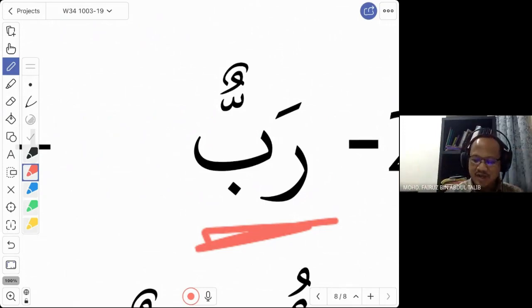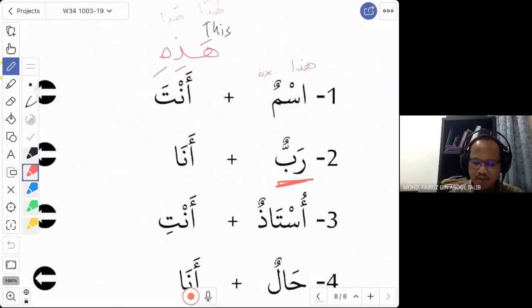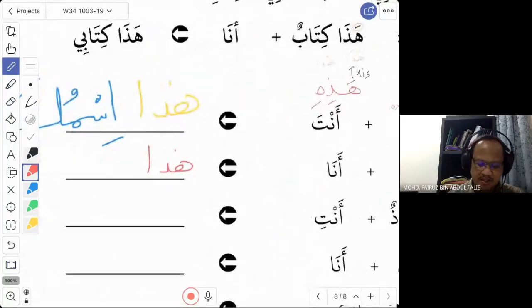But we are referring now to the word. If you refer to the word Rob, what can we say? Male word, masculine word, or feminine word? Masculine. Again, we are referring to the word, not to God. So this is a masculine word. That is why we say haza. Okay, good. That is the first one, haza.